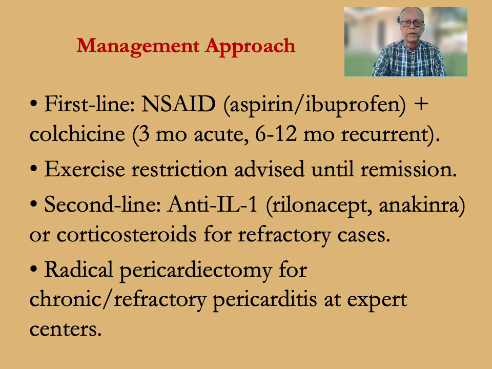Management approach: first line NSAIDs, aspirin and ibuprofen, with colchicine, for at least 3 months in acute pericarditis and 6 to 12 months in recurrent pericarditis. Exercise restriction is advised until remission. Second line agents include anti-IL-1 agents like rilonacept, anakinra, or corticosteroids for refractory cases. Radical pericardiectomy is for chronic or refractory pericarditis at expert centers.